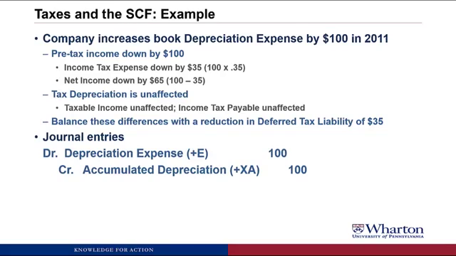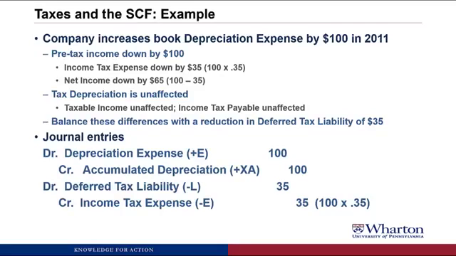But now that we know taxes, we also have to go and do the tax journal entry. So as we saw, income tax expense is going down by 35. So we credit income tax expense to reduce the expense by 35. And of course, that's the $100 reduction in the expense times 35%. And that's balanced off by a debit to deferred tax liability. We reduce the liability by 35 through the debit to balance this journal entry.